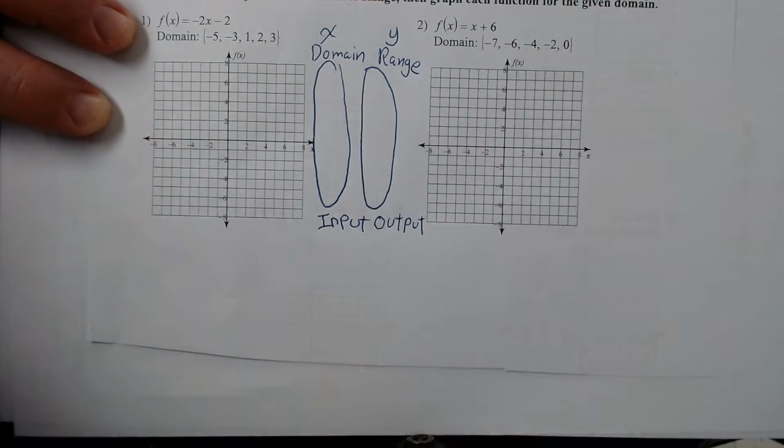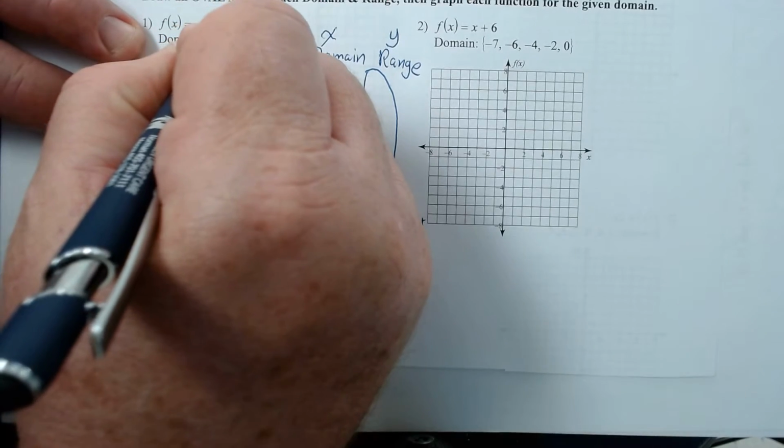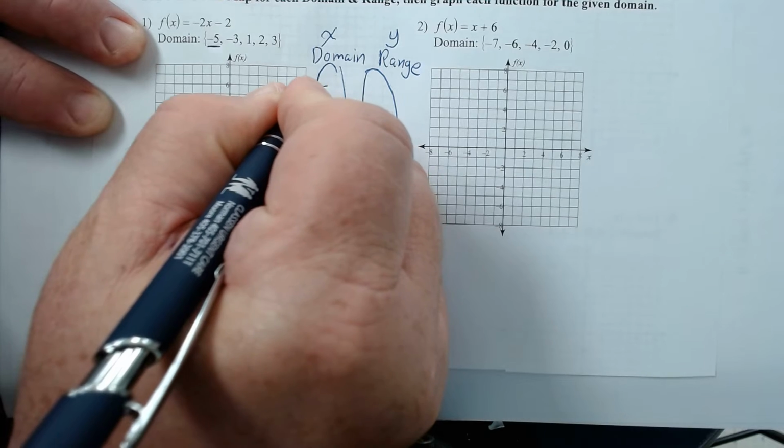Next thing, I'm going to go to my domain and select the first number. The first number is -5. I'm going to put that in my map. Under domain, I'm going to write -5.